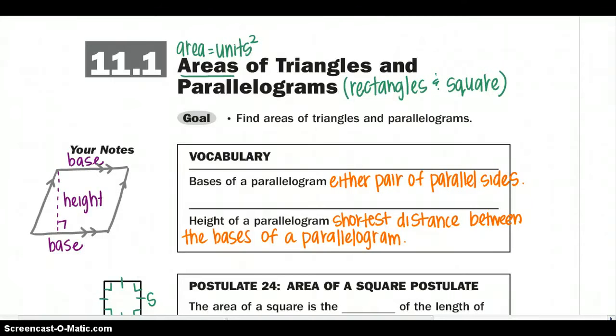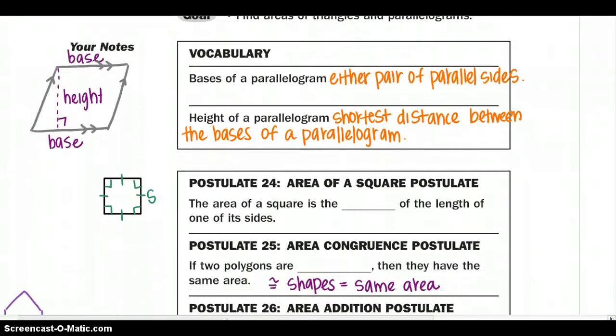So just real quick, a thing we need to remember is if we are doing our area, we're always going to label our area as units squared or inches squared, whatever units you're working with. So this section we're going to deal with triangles and parallelograms, and the main ones we're going to focus on are rectangles and squares.